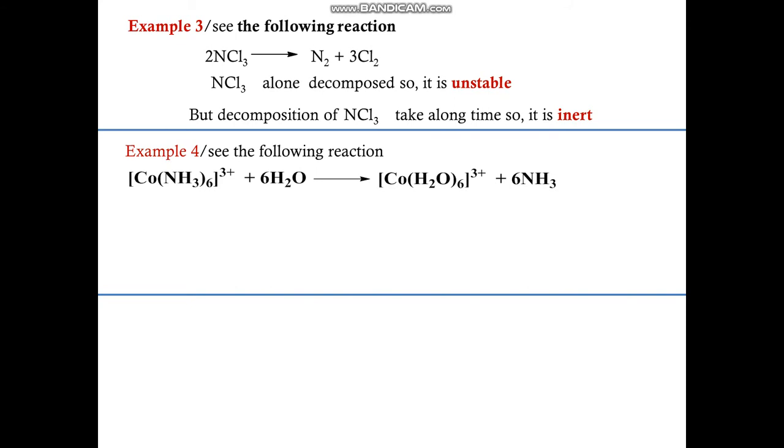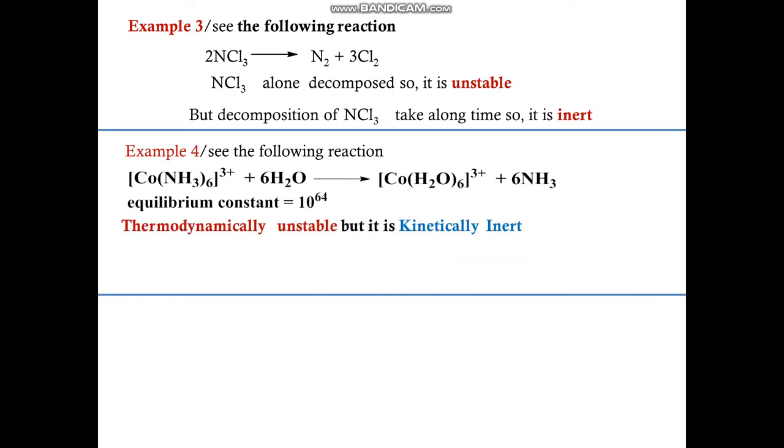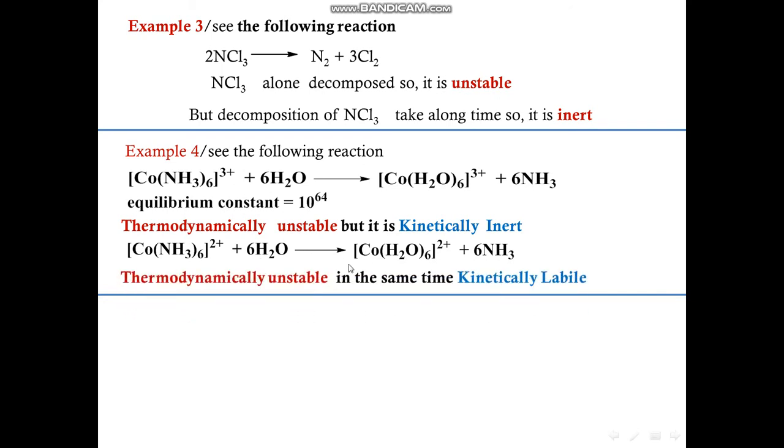Hexaamine cobalt(III) reacts with water. K equilibrium is 10 to the power 64, so it is an unstable compound. But kinetically it is inert, because cobalt is a d6 compound with low spin orientation, so it is inert. Cobalt(II) reacts with water, so it is unstable. Then cobalt here is d7, so it is a labile compound.